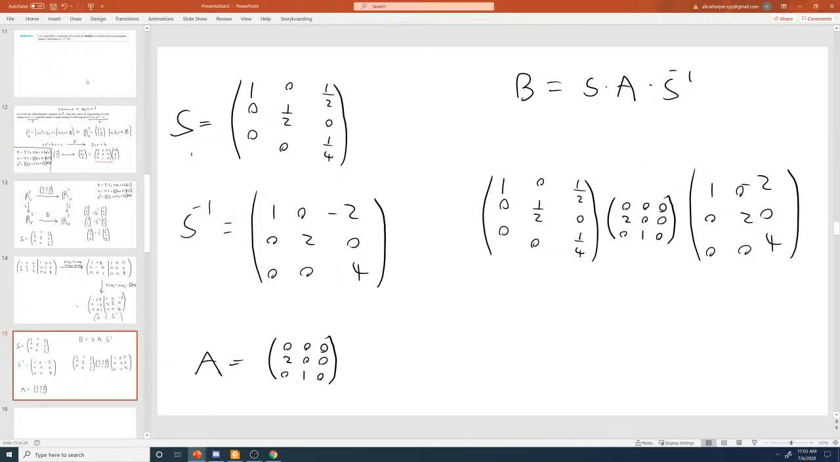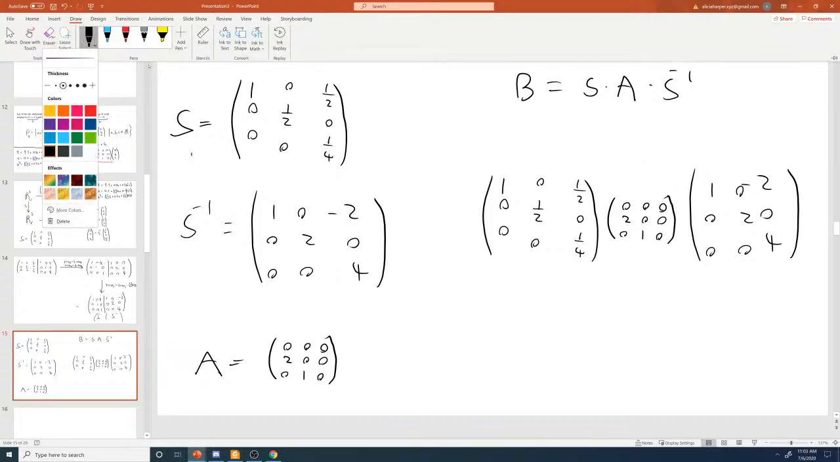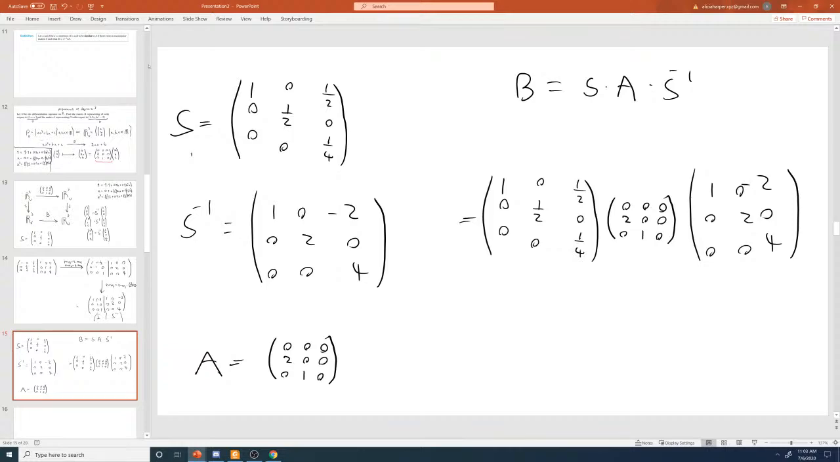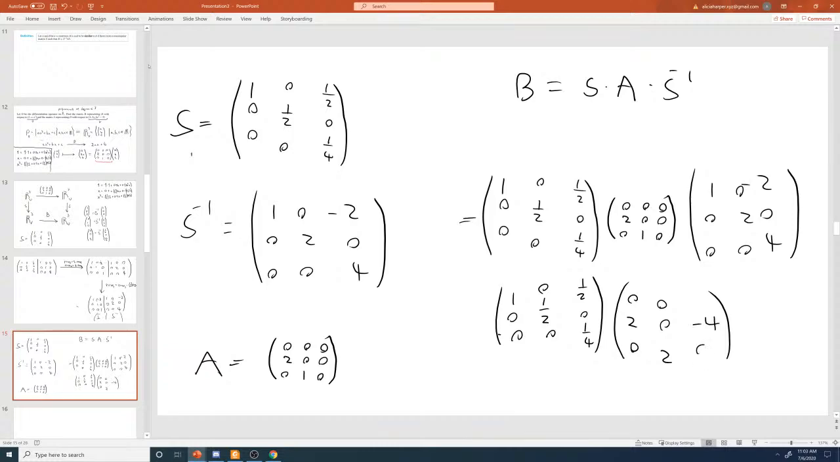So now we have to do a long matrix multiplication computation. So this is going to be the same thing as 1, 0, 0, 0, 1/2, 0, 1/2, 0, 1/4. And then I'm going to multiply these two matrices. So I'll have 0, 2, 0 here, 0, 0, 2 here, and then -4 here, and a 0 and a 0 here.